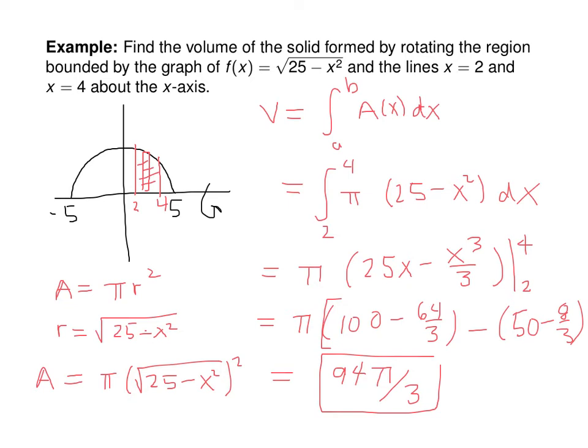So the volume generated when you rotate the region underneath root 25 minus x squared between 2 and 4 about the x-axis is 94 pi over 3 cubic units.